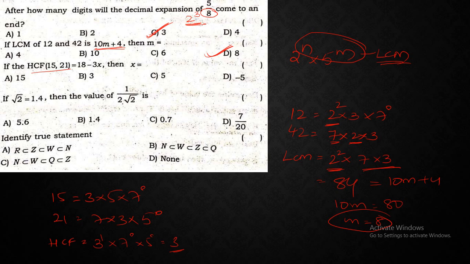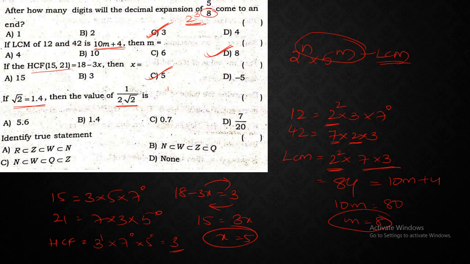So clearly 18 minus 3x is equal to 3. Transpose this 3 to the other side, and minus 3x to the right hand side. From this what am I going to get? 15 is equal to 3x. So from this x is equal to 5. So clearly x is equal to 5. If root 2 is equal to 1.4, then what is the value of 1 by 2 root 2? 1 by 2 root 2.